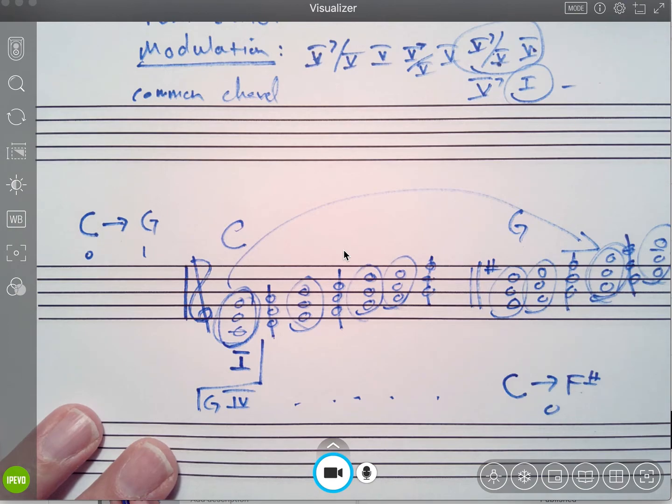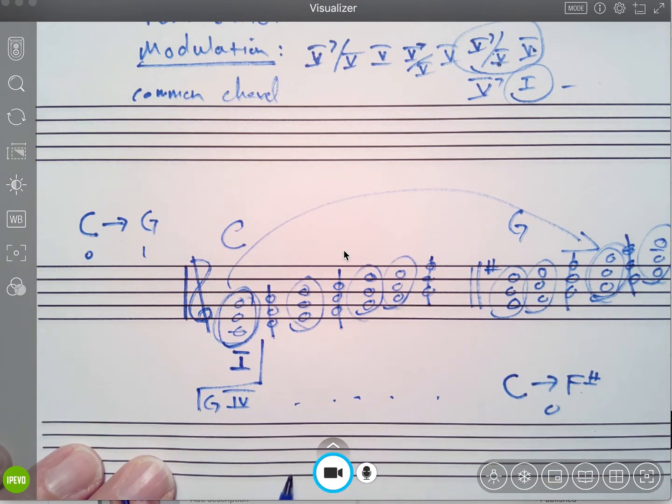By far the most common type of modulation is the common chord modulation, and we'll have a chance to work through this more with the analysis exercises from the homework this week.